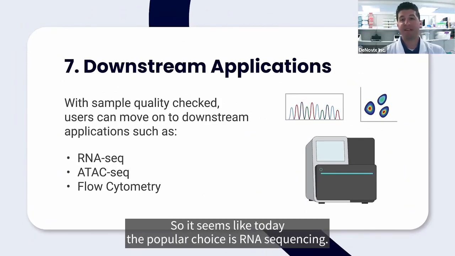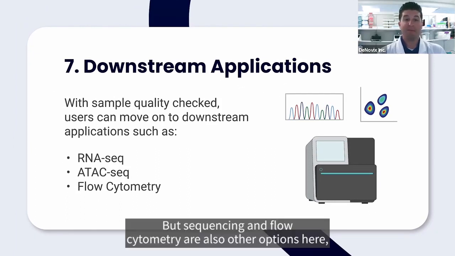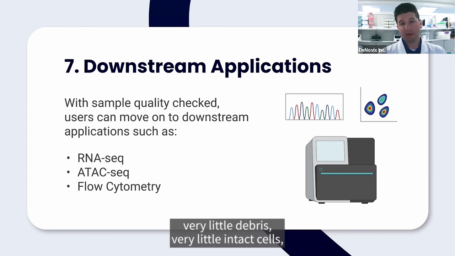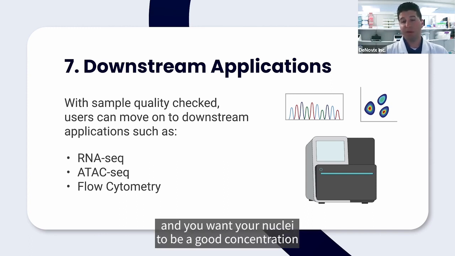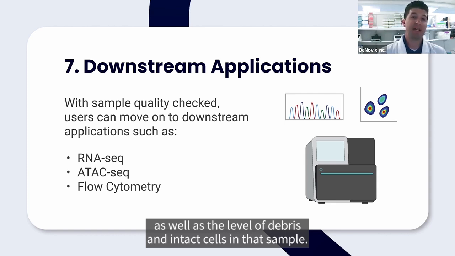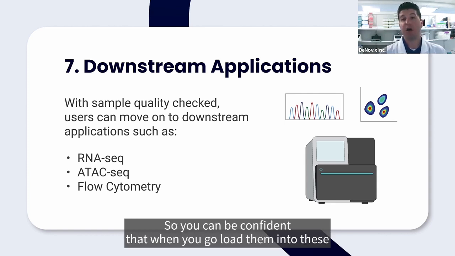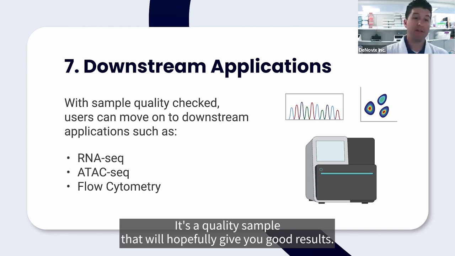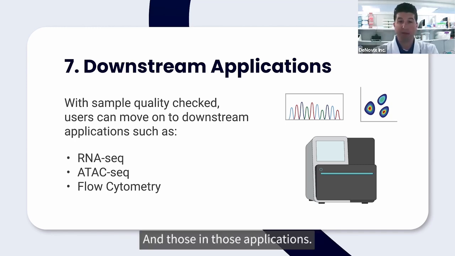So it seems like today the popular choice is RNA sequencing, but ATAC sequencing and flow cytometry are also other options here, and they all require a sample with plenty of nuclei, very little debris, very little intact cells. And you want your nuclei to be at a good concentration before you load them onto that chip as well. So you'll know the exact concentration of nuclei that you have, as well as the level of debris and intact cells in that sample. So you can be confident that when you go load them into these downstream applications, it's a good sample. It's a quality sample that will hopefully give you good results in those applications.